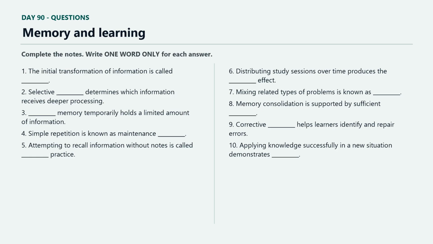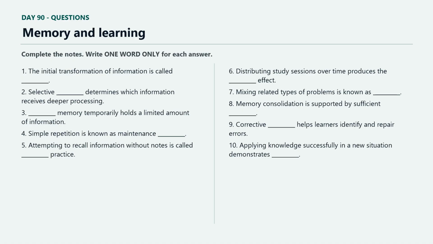Maintenance rehearsal is less effective for durable understanding when the learner does not consider meaning or relationships. Elaborative processing asks how a new idea relates to an example, cause, category, image, or existing concept. Explaining an idea in one's own words can reveal whether understanding is genuine or whether familiar wording merely creates confidence.